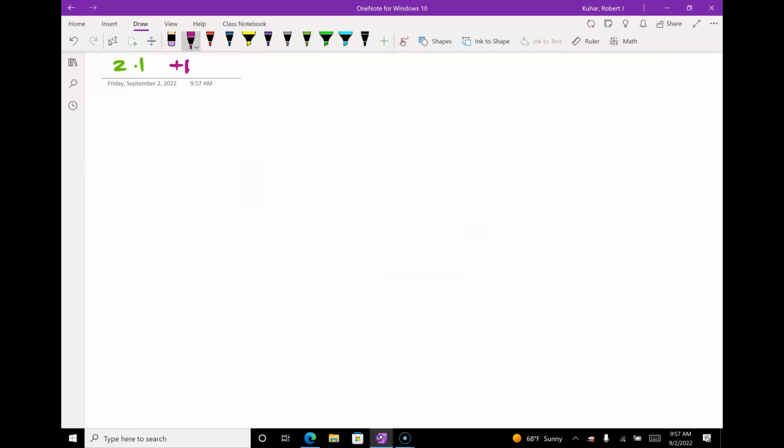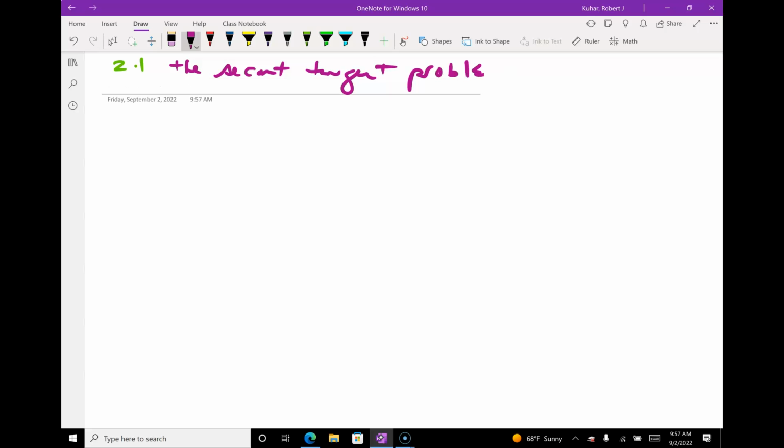This is the secant tangent problem. Pretty noisy when you read it in the book, but if you start to read it again now that I'm doing this, it might make a little bit more sense, okay? So I want to look at the general problem we've had in the past, right?